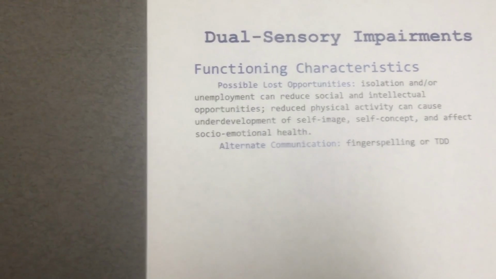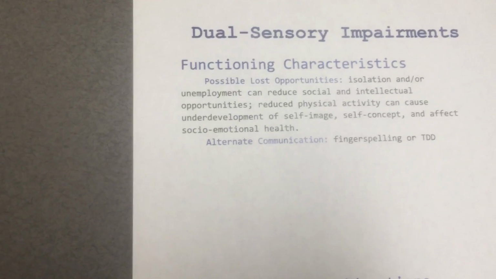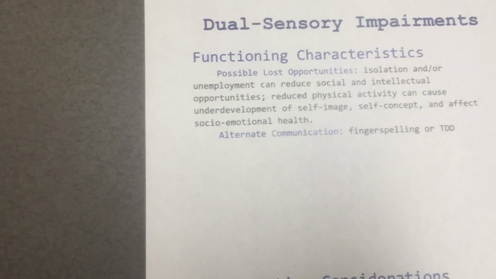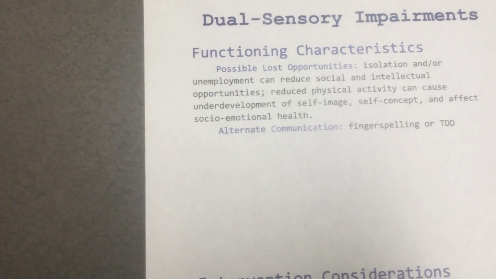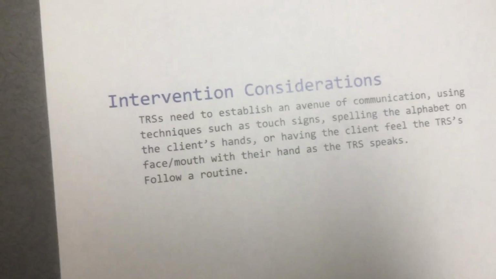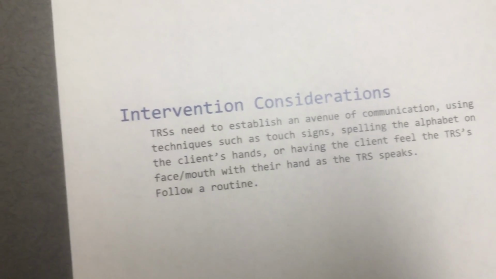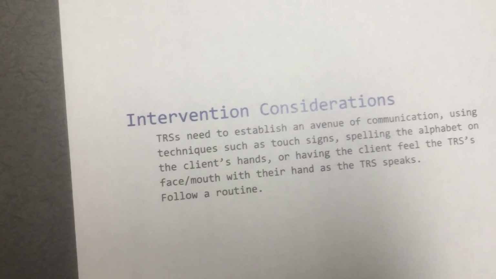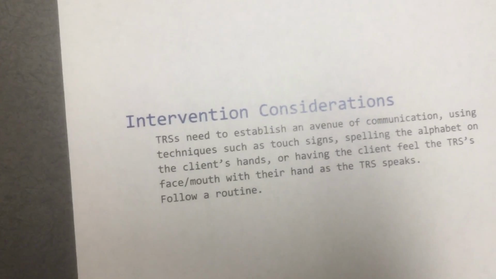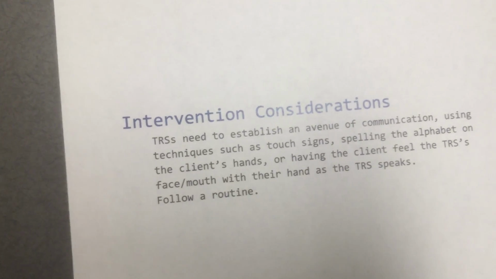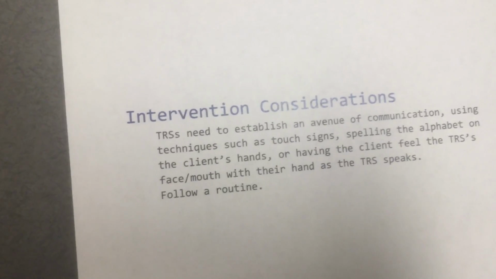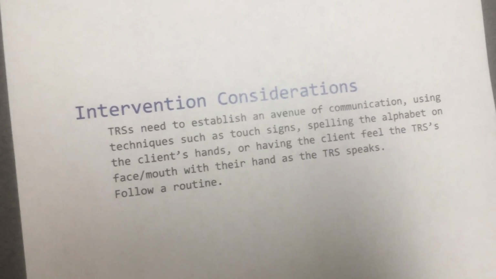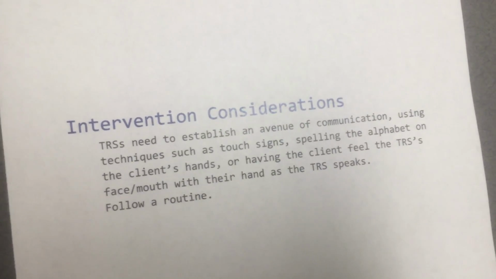Some alternative communication is finger spelling, and we'll also talk about the TDD, which is the telecommunication device for the deaf. So that's pretty cool stuff. Intervention considerations: the TRS needs to establish an avenue of communication, using techniques such as touch signs, spelling the alphabet on the client's hand, or having the client feel the TRS's face or mouth with their hand as the TRS speaks. You've got to follow a routine, and this is one of the main things. If you follow a routine, the client is going to know what to expect, so we strive not to change the routine for the client.